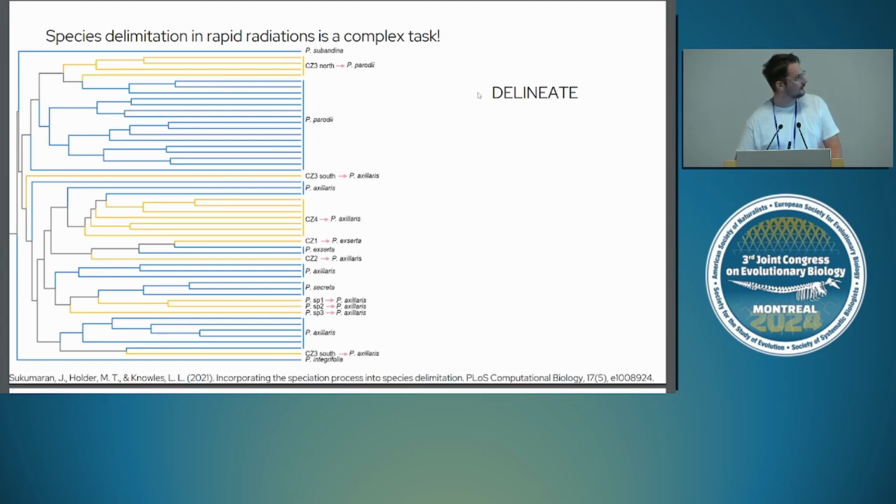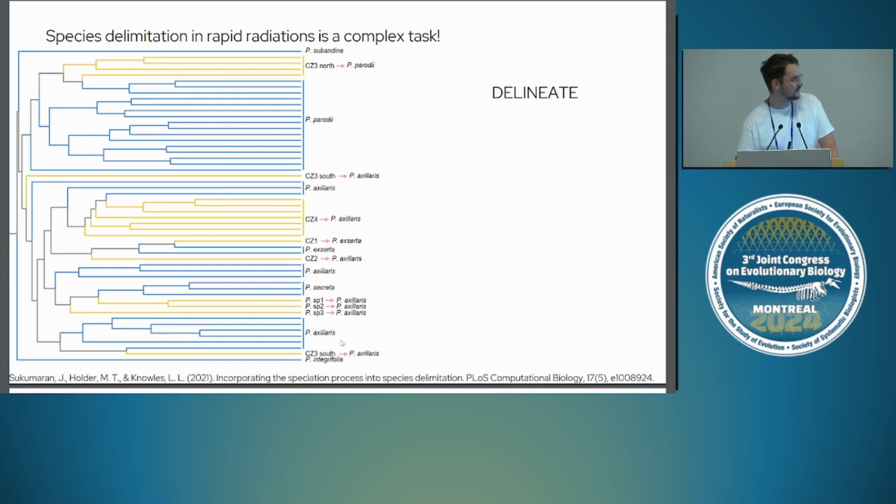So what we found is that some of these contact zones, as expected, sometimes fall within one parent and sometimes with the other parent. So here, contact zone 3, we have some populations that fall within Petunia axillaris, some fall with Petunia parodii, and the same here with CZ1 that falls within Petunia exerta or axillaris.